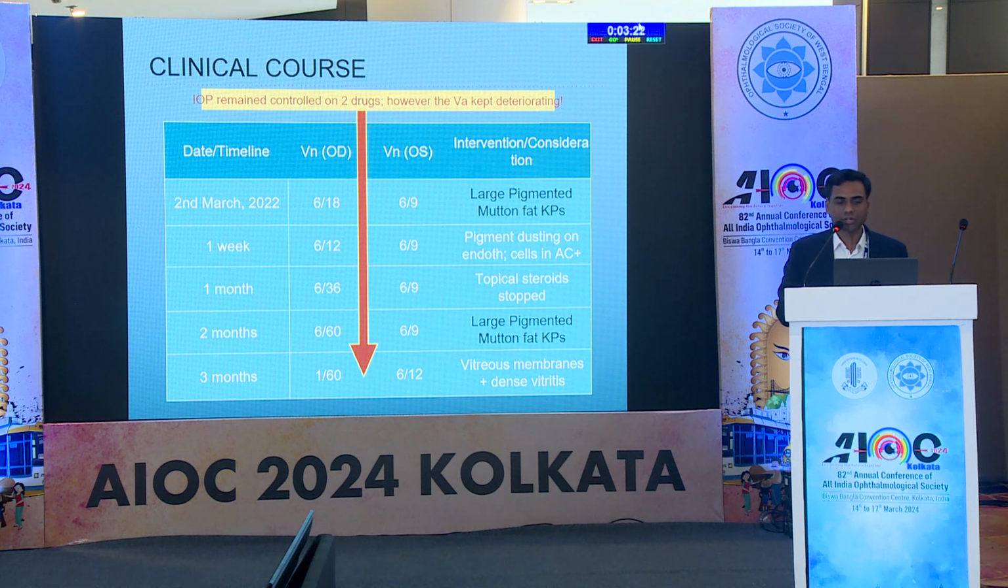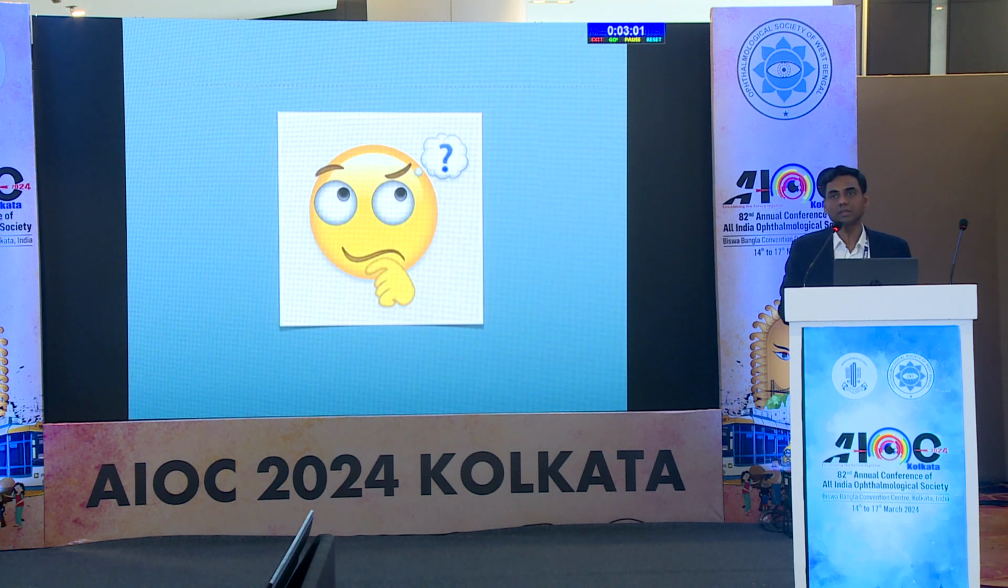This is the clinical course. The IOP remained controlled. However, the vision kept on deteriorating in front of our eyes. She had large mutton fat KPs initially, with dense vitreous membranes. So we were a little confused whether she's having uveitis or she has pigment dispersion glaucoma. We were really not sure, but we knew that we are dealing with something unusual.